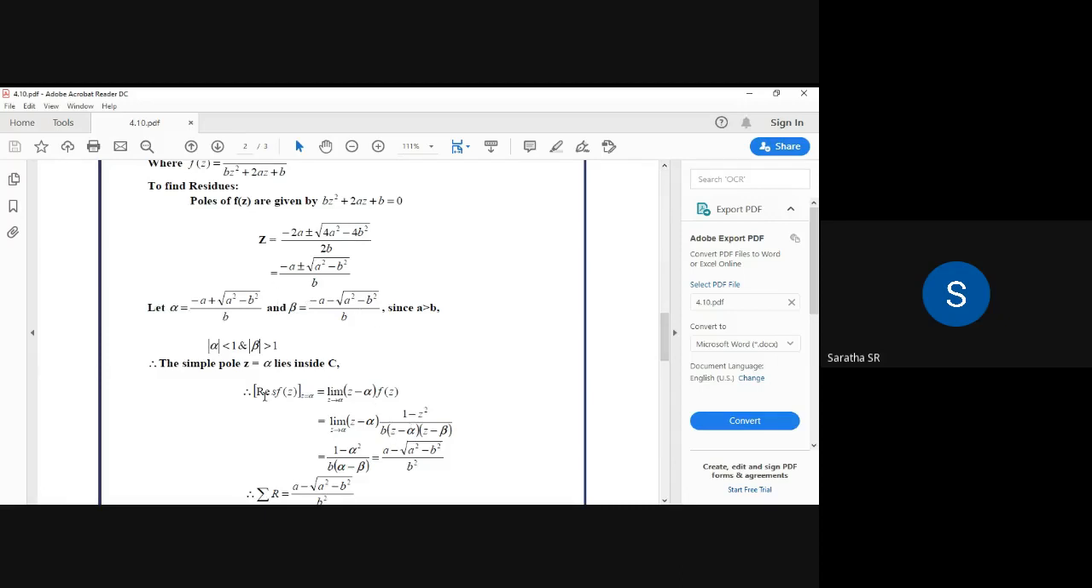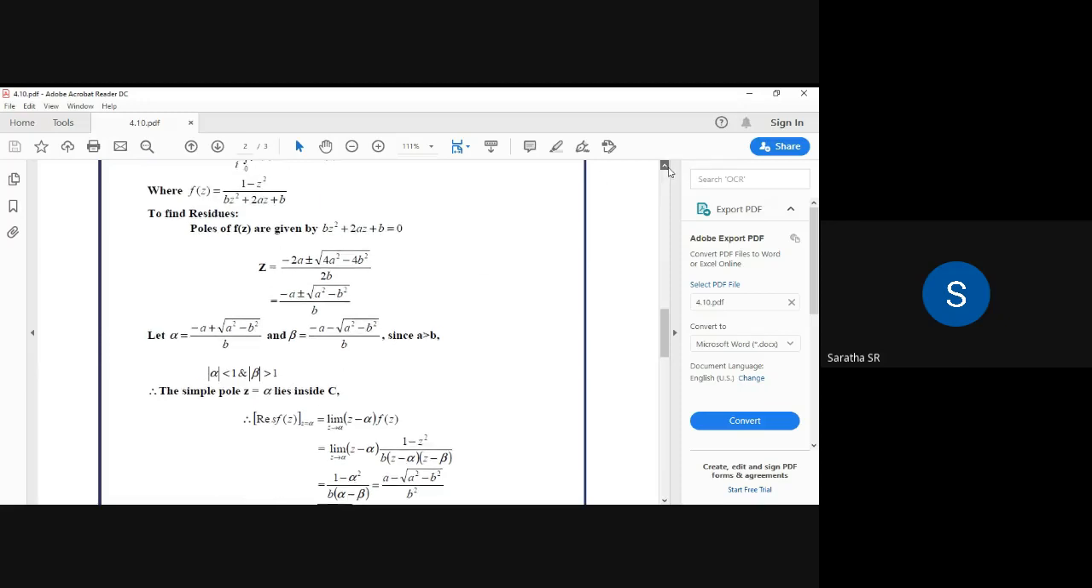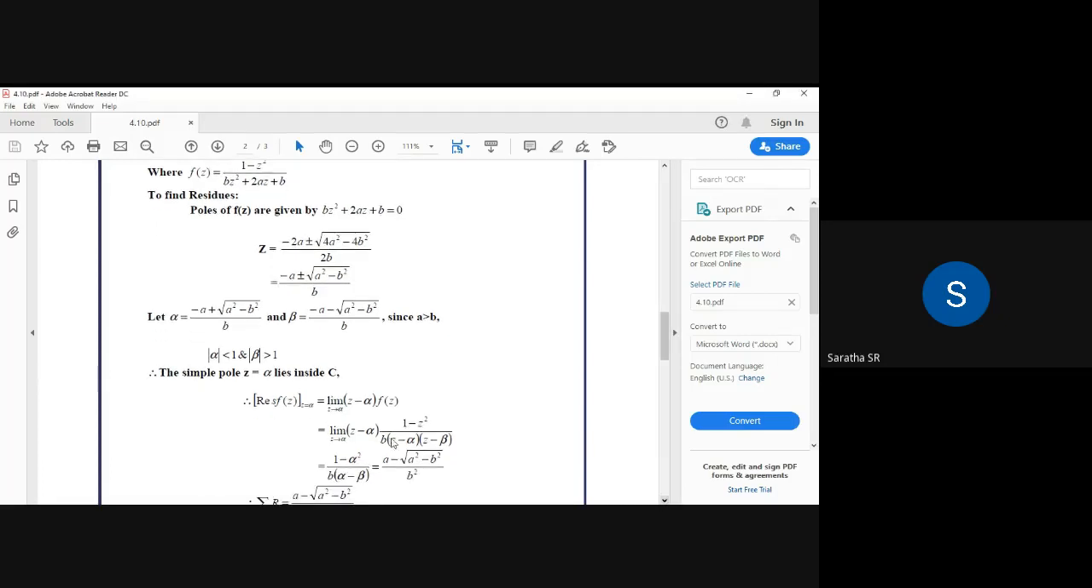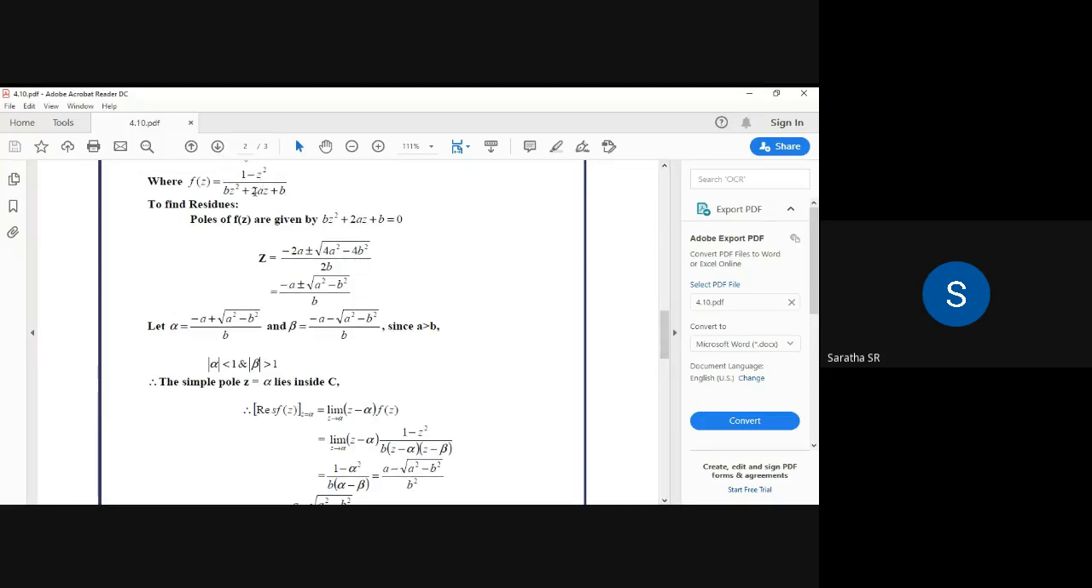We can write the residue, because both the poles are simple, since the power is only one. We can write this as b into z minus alpha into z minus beta in the denominator, and in the numerator we have 1 minus z square. If you have a simple pole, what is the formula for finding the residue? Residue of f of z at z equal to a equals limit z tends to a of z minus a times f of z. This is the general formula, then we'll move on to that particular case.